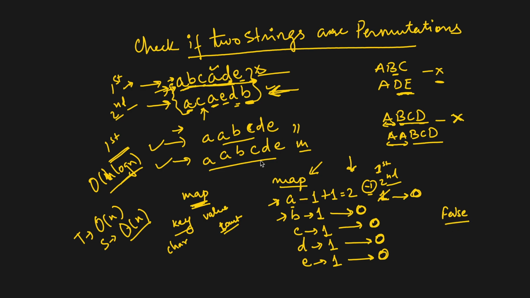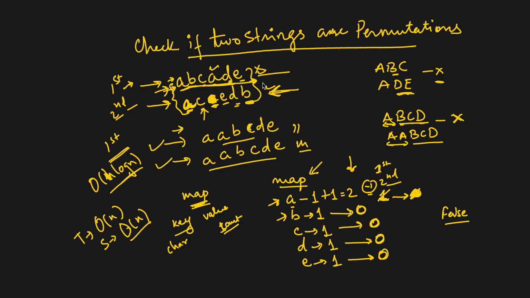Okay, so let's say this A is not there. While during the iteration, we'll see A appears only once in the second string, so we'll reduce it to 1, but will not reduce it to 0 because this A appears only one time in the second string.